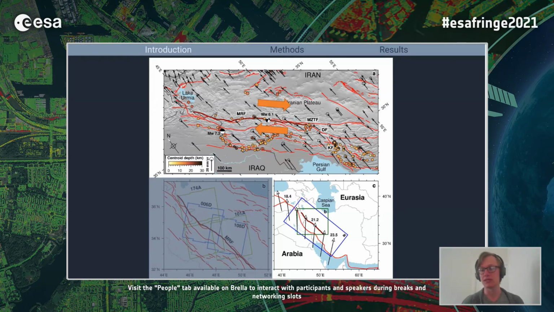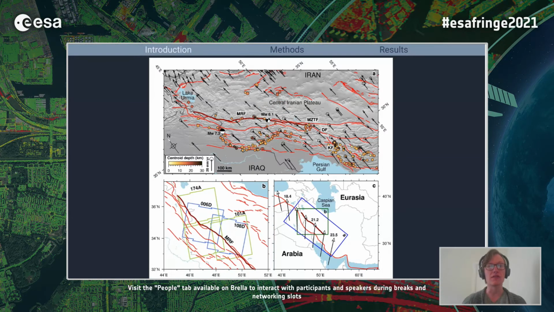The Main Recent Fault is about an 800 kilometer long strike slip fault. It's right lateral, and it's also relatively seismically active. It had a magnitude 7 in the early 1900s, and it had magnitude 6 earthquakes back in 2006. We're going to be looking at this area. These are our InSAR track coverage. So looking at somewhere that is 400 kilometers long, a few hundred kilometers wide.